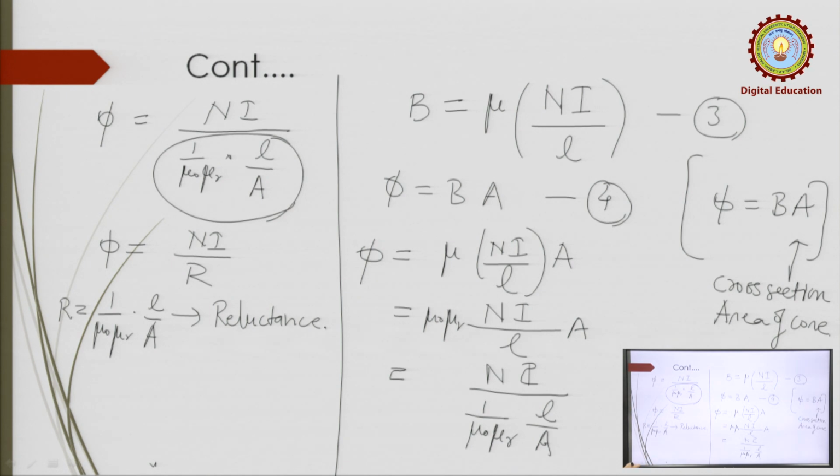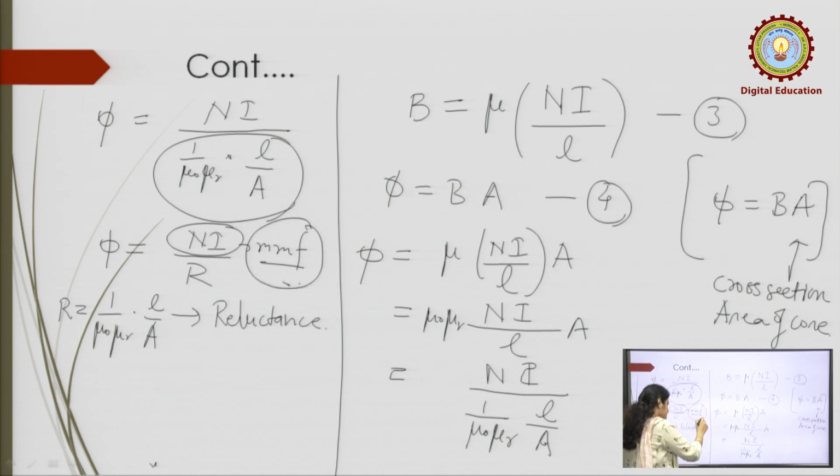This N I is called the MMF. This MMF is the cause by which we can produce the flux. So this MMF is the cause, and phi is the effect of this cause.